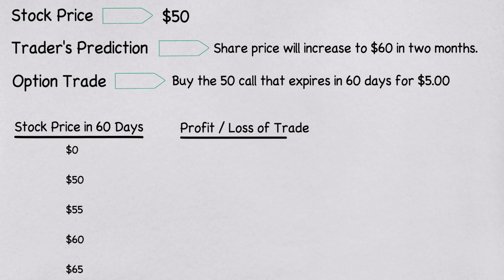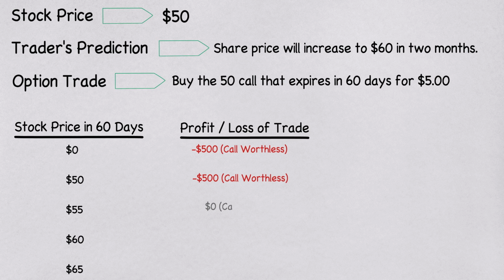Now if the company goes out of business and the stock price is $0 in 60 days, then the P&L of that call option would be a $500 loss. That's because that call option would expire worthless since the stock price is below the call's strike price at expiration. Now let's say the stock price didn't move at all and it was still at $50 in 60 days. In that case, we would still lose $500 because at $50 per share, that 50 call option does not have any value because the stock price is not above that call's strike price. So again, we would lose $500 if the stock price did not move over that 60-day period.